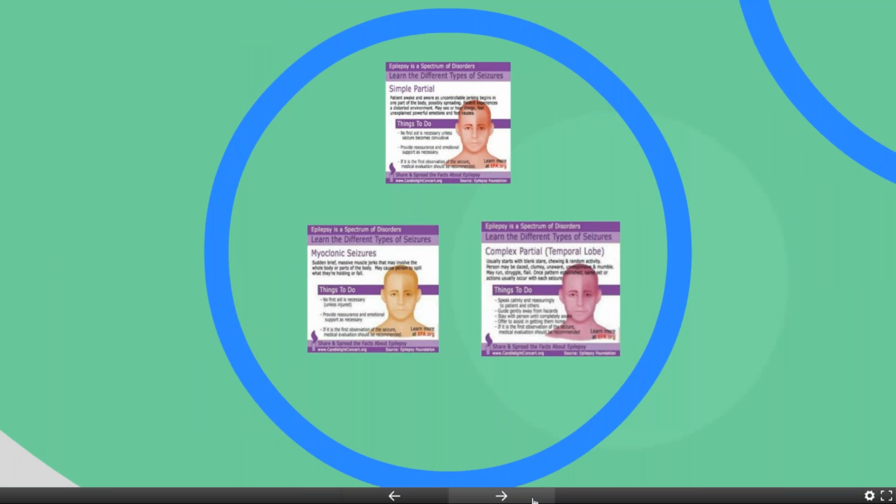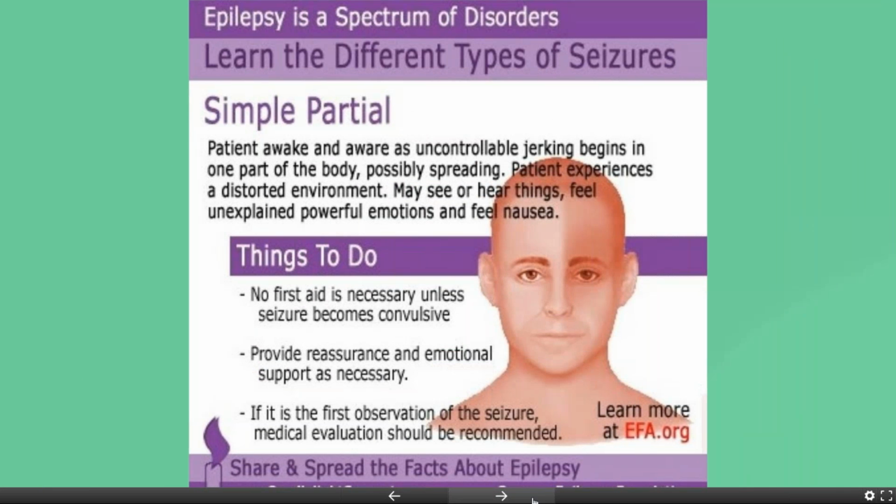Then if we have a look at partial or focal seizures, you have a category called a simple partial. That's when the person is awake and aware and there'll be uncontrolled jerking, and it will begin in one part of the body and then possibly spread around. The person having that seizure will feel that the environment is quite distorted and have some perceptual changes. They might see or hear things, feel some very strong emotions, and feel nausea.